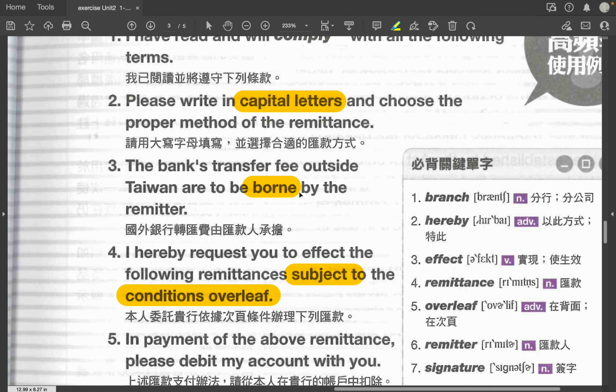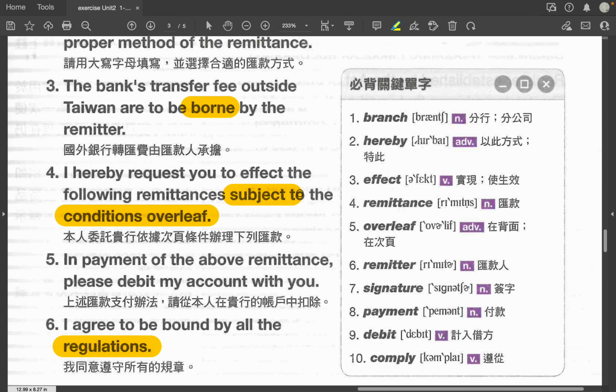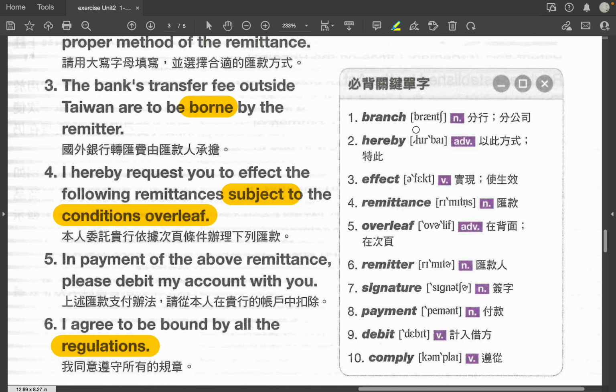Okay, let's finish off with a quick read of the keywords. Branch, hereby, effect, remittance, overleaf, remitter, signature, payment, debit, comply. Good luck, everyone.